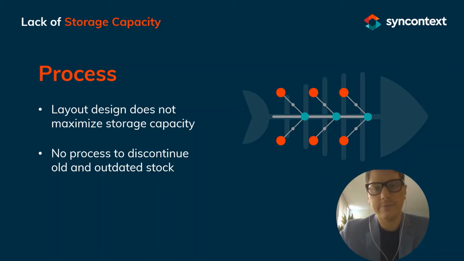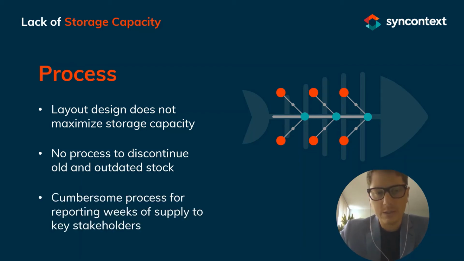Cumbersome process for reporting weeks of supply to key stakeholders. Going back to potential disconnects between operations and procurement teams, if the procurement team is to buy favorably for the operation, wherever possible, there must be a level of transparency when it comes to carrying costs, or at the very least, existing inventory. Oftentimes, this information can be lost in the shuffle or not reported in a timely manner, causing inventory to be bought in needlessly.